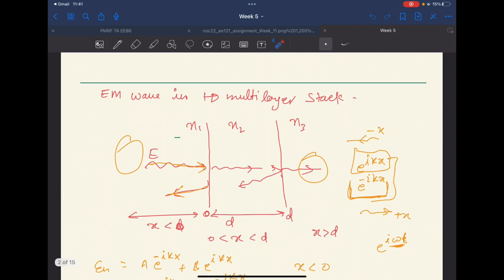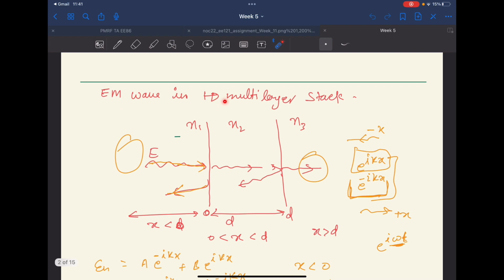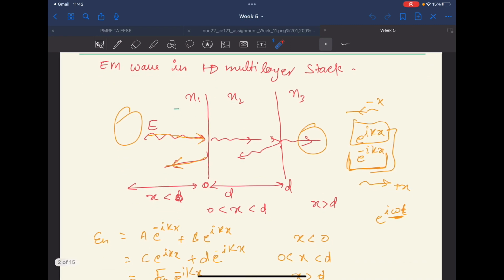Starting with electromagnetic waves in a multilayer stack, let's say there is a multilayer stack with n1, n2 and n3. The electric field is coming from this region, so it will reflect back from here, and partially it is refracted into this region. From this surface it is again partially reflected and partially refracted. But in n3 there is no reflected wave.